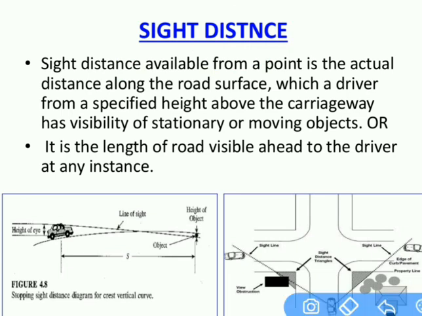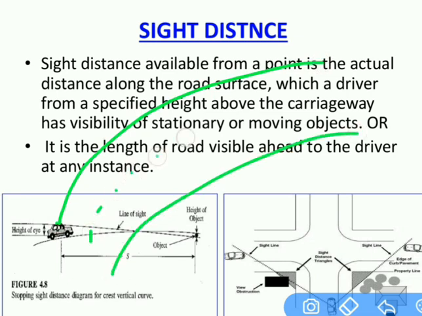See here, the actual distance available on the road to a driver of certain height to have a visibility of a moving or stationary object. That's it. Simple. The actual distance available on the road to a driver of certain height to have a visibility of a moving or stationary object.